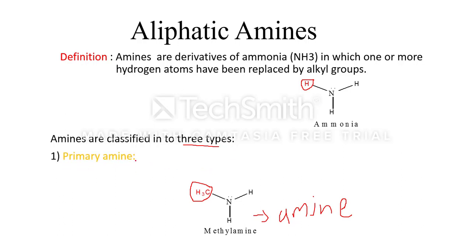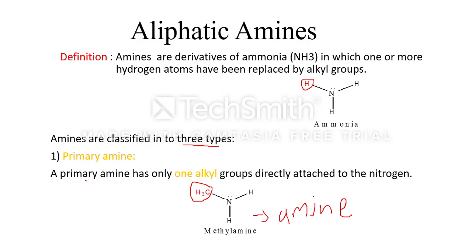First, primary amines. A primary amine has only one alkyl group directly attached to the nitrogen. It means the replacement of only one hydrogen of ammonia by an alkyl group or any other group is called a primary amine. The hydrogen of ammonia is replaced by the alkyl group.